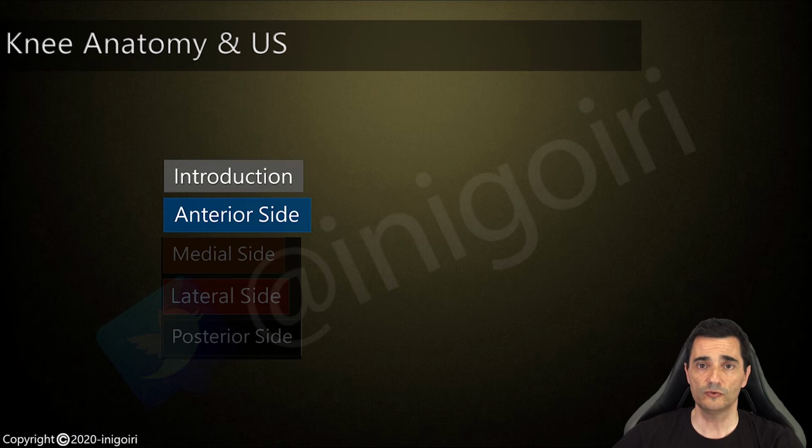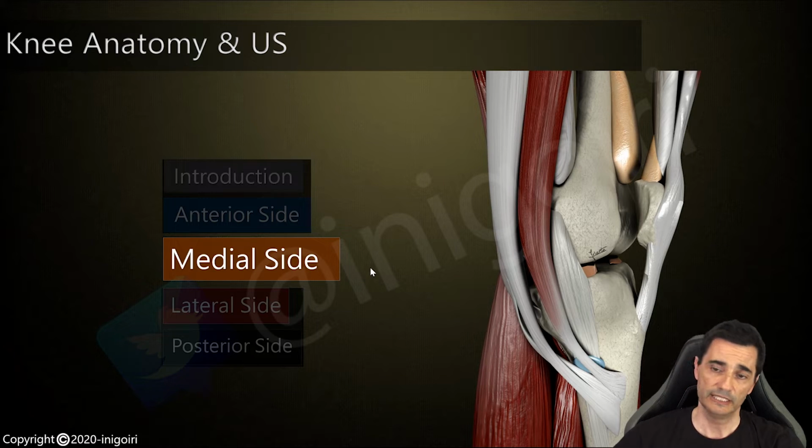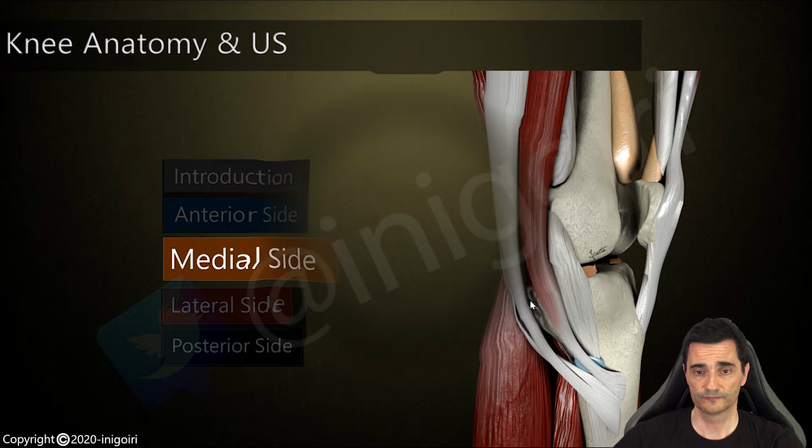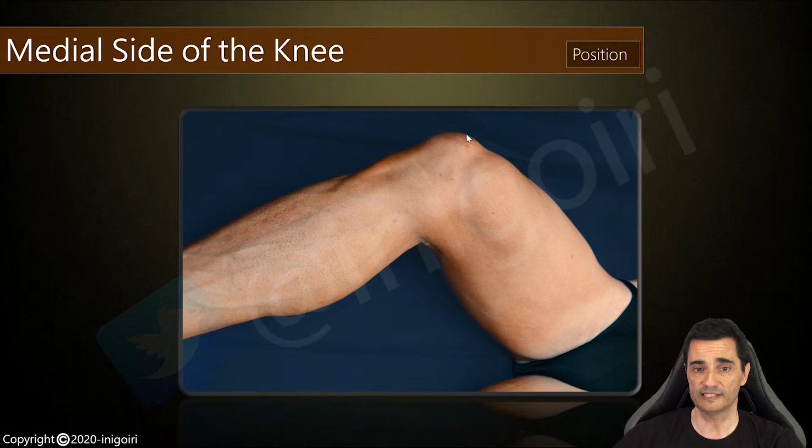My name is Iriarte, and today we are going to check the medial side of the knee with ultrasound. Okay, so let's go. In the first video we checked the anterior side, and now is the turn of the medial side. In this side we will find the medial joint line, the medial meniscus, the medial collateral ligament, and the Pes Anserinus. Let's start with the position of exploring the medial side.